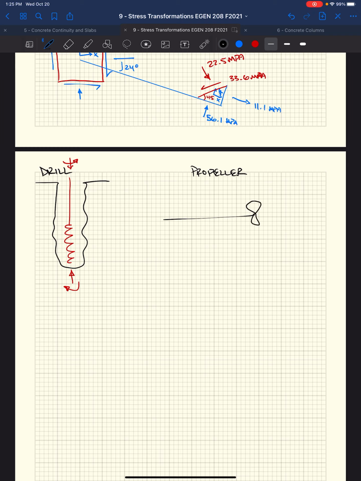We look at a prop, and because it is pushing or pulling on the water, the fluid, to either propel the ship or vessel forward or backward, we impose this axial load. In order to get the axial load, we have to impose a torque, which comes from a motor that has power in it.